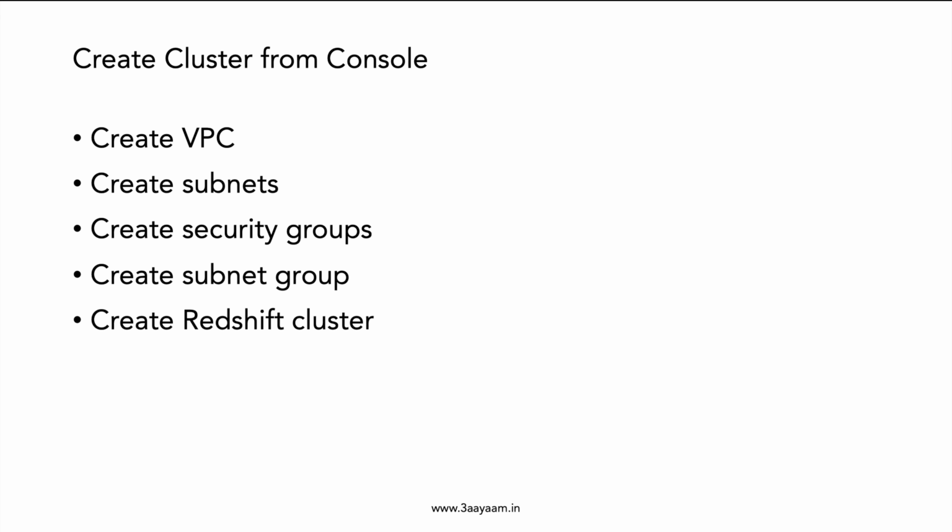So what I'll do, I will create a Redshift cluster from the AWS console. So I'll have to create a VPC first, then I'll create subnets, and then security groups, then I'll create a subnet group, and then I'll create the Redshift cluster. Let us go ahead and do that.